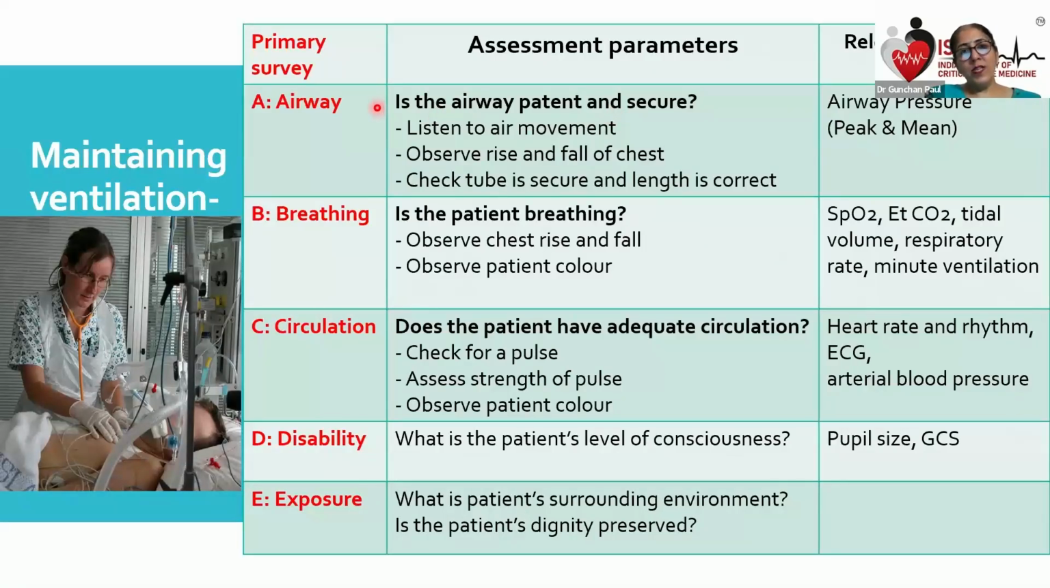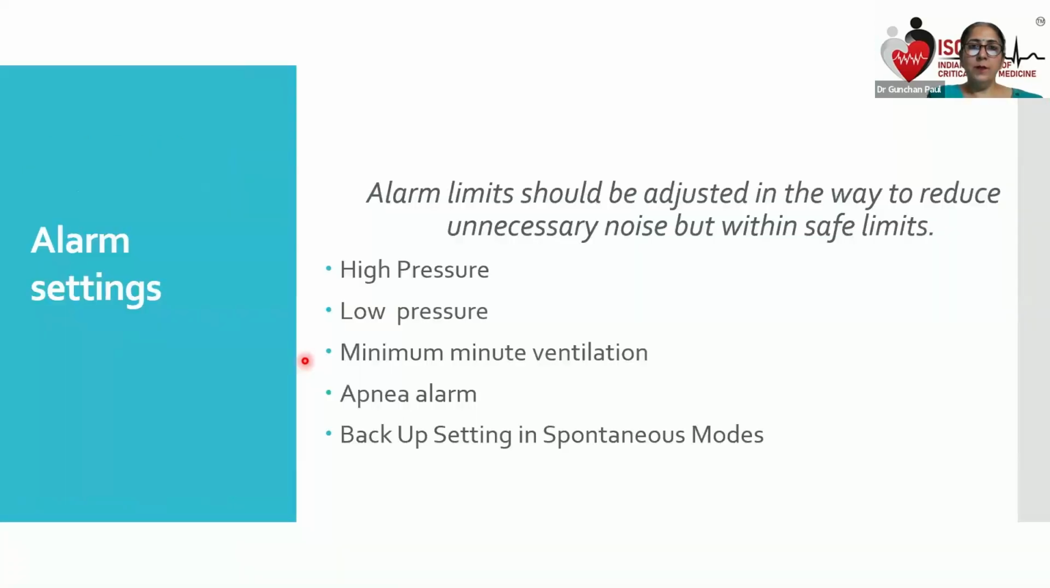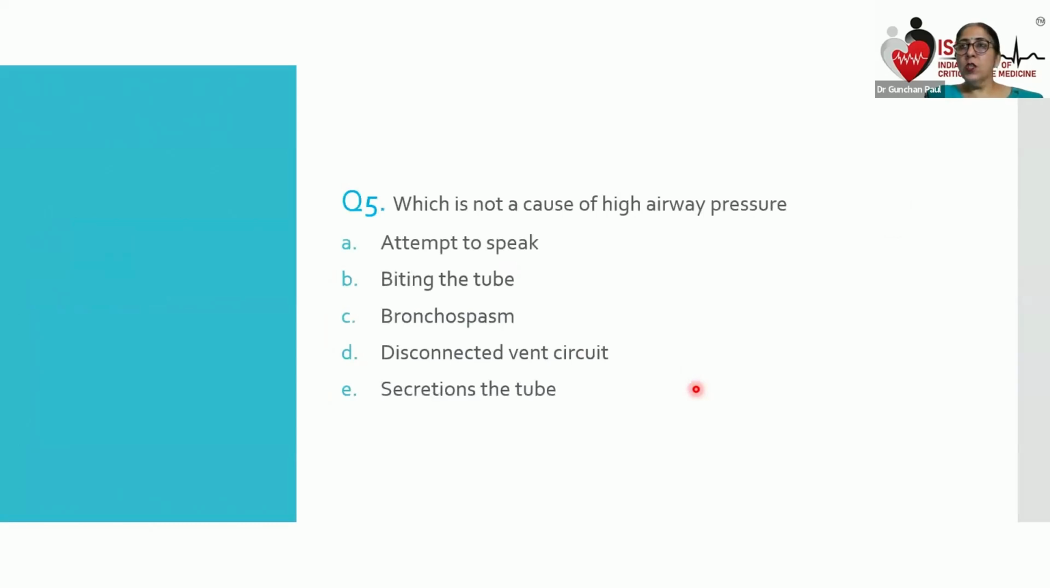So system-wise, you start checking: first the airway is intact, then the machine is delivering the proper breath, and if it is being delivered, what is the oxygenation status or the circulation level, and then look at the disability. Alarm limits should be adjusted in a way to reduce unnecessary noise, but within safe limits. These are the most important alarms: high pressure alarm, low pressure alarm, minimum minute ventilation alarm, apnea, and backup ventilation.